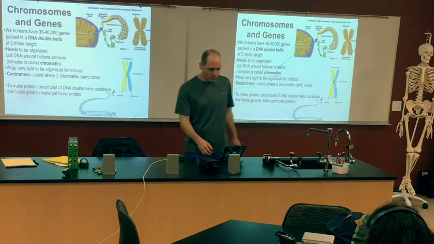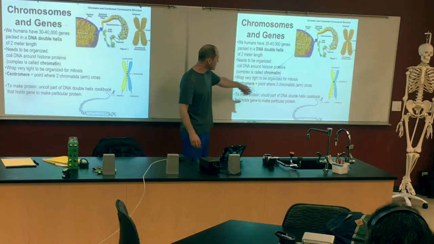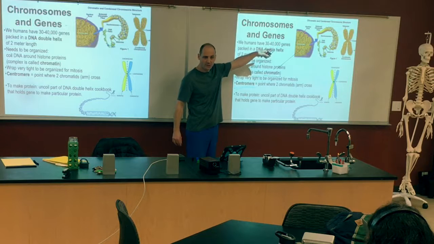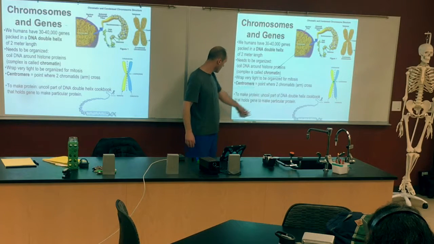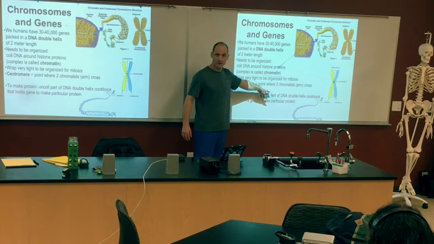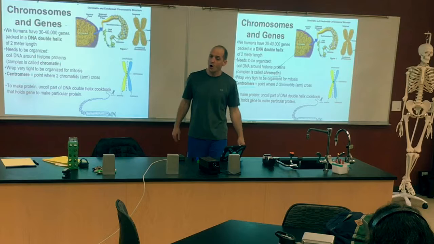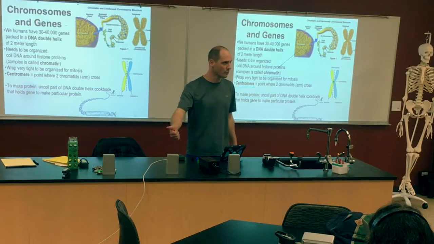And then what we need to do basically to make the protein now, we need to find that part of that chromatin where the protein's at, or that gene. We need to uncoil it. And then we need to make a copy of it. And the copy is going to be then called RNA. And that copy goes to the ribosome, and then we can make a protein.